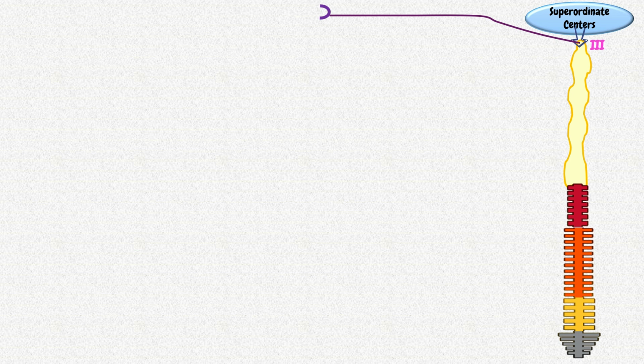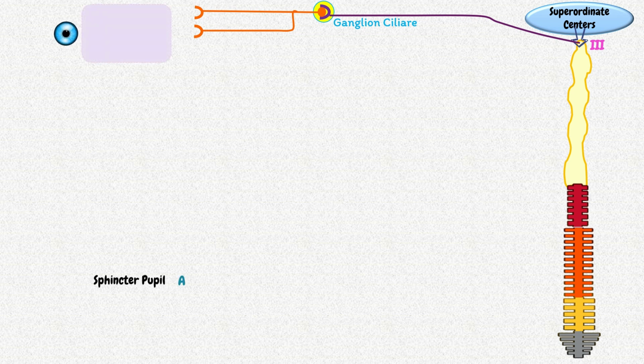In case of the oculomotor nerve, or cranial nerve 3, this is the preganglionic cholinergic nerve. These are postganglionic cholinergic nerves. This is the ganglion ciliare; as the name suggests, the effector organ should be the eyes. So it causes activation of the sphincter pupillae, and it causes contraction of the ciliary muscles.